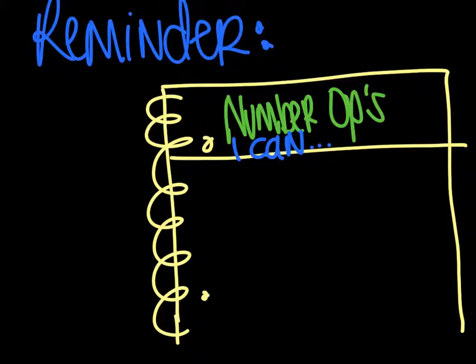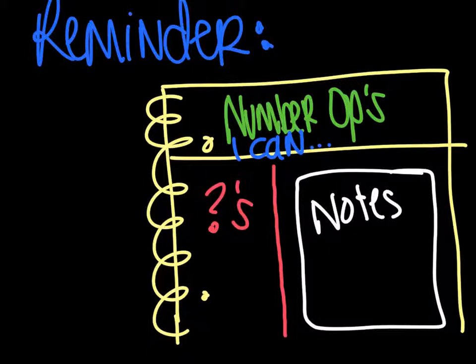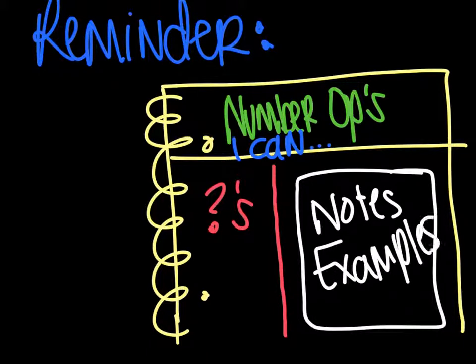The rest of the space, you'll need to draw with your pen or pencil, preferably pencil, about a third of the way down a line going all the way down. These are where your questions are going to go, and then in the white space over here, these are where your notes and examples go. Okay, so with that reminder, let's get started on taking notes.